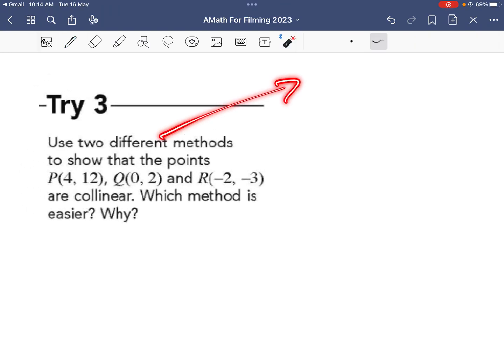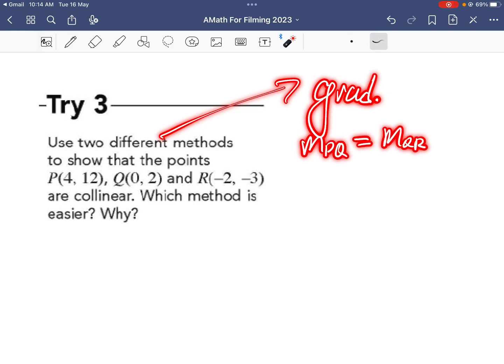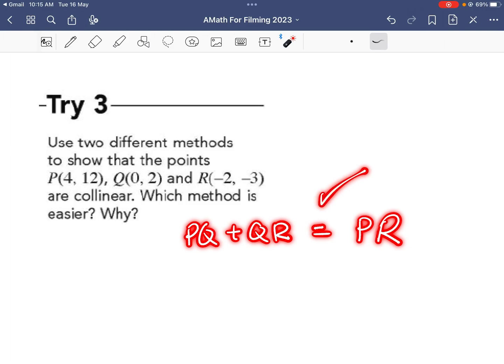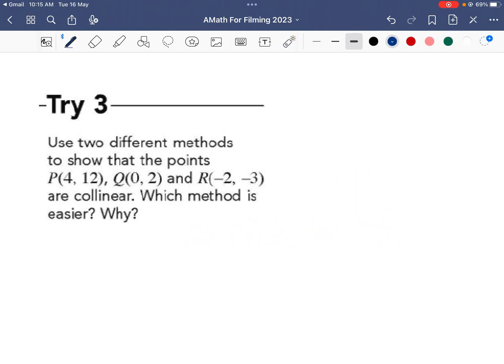Now, please attempt try 3. There are two different methods. The first method is what I presented in the earlier slide. You attempt to use the gradient and prove that the gradients, in this case, M_PQ equals M_QR, or M_PQ equals M_PR. It will also work out. The second method is to find the distance of PQ and the distance of QR and try to show that the sum is equal to the distance of PR itself. If this is true, then the 3 points are collinear. Then we will discuss which method is easier and why.